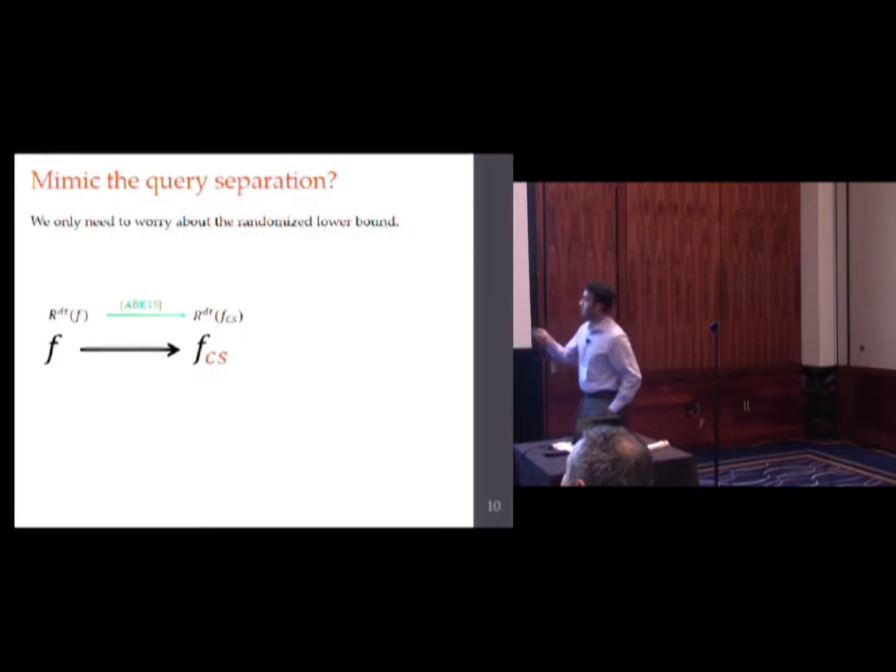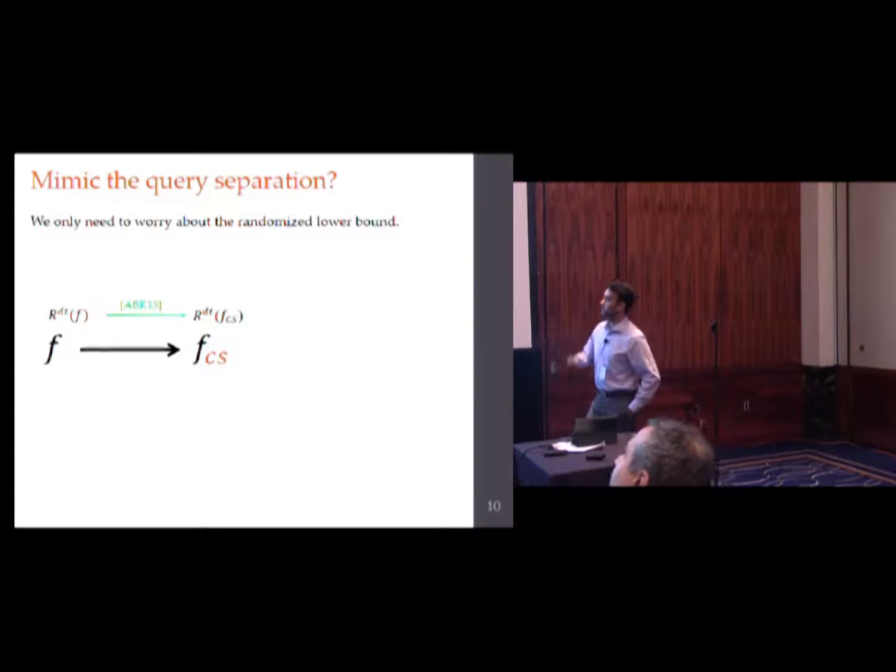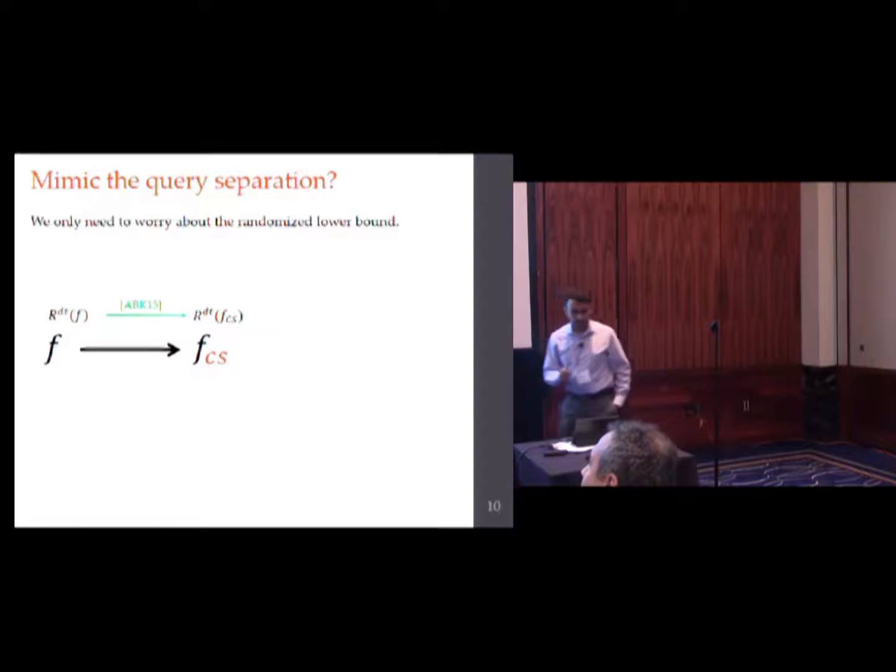And this was proved, as I said, in this work from earlier this year, or last year, I guess, which shows that the query complexity of this cheat sheet function is lower bounded by the query complexity of your starting function. All right, that's great.